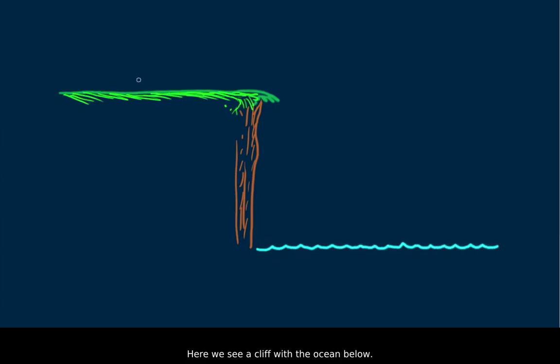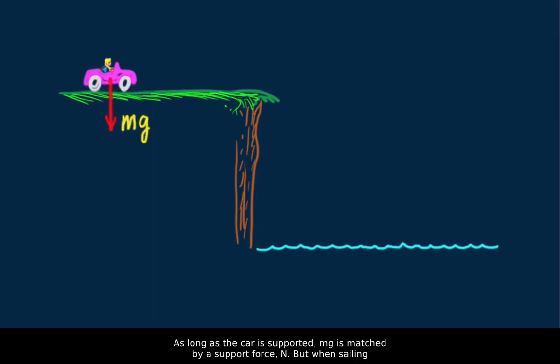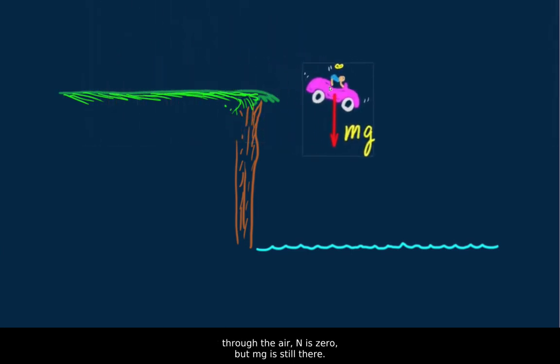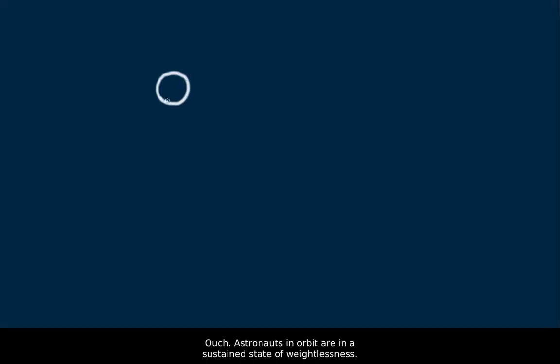Here we see a cliff with the ocean below. Daredevil Dan is in a car about to drive off the cliff. Before driving off, Dan sits on a weighing scale that reads his weight. As long as the car is supported, mg is matched by a support force N. But when sailing through the air, N is 0. But mg is still there. Daredevil Dan is weightless, but not for long. Upon landing, N is huge. Ouch.